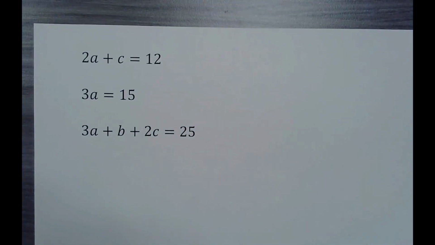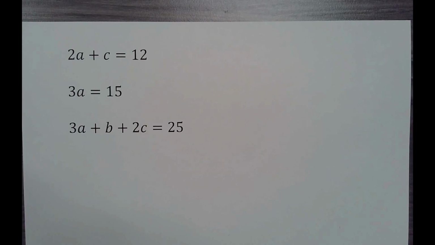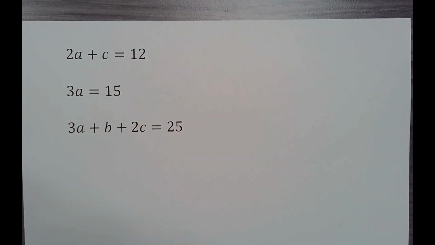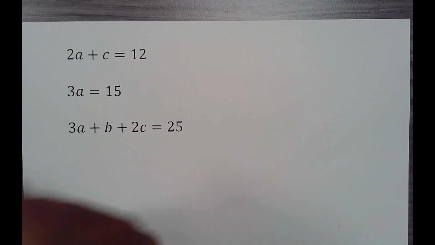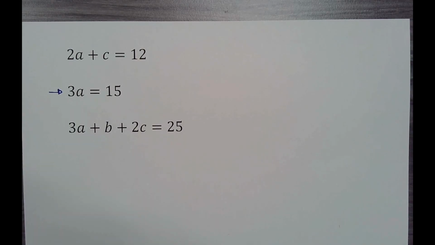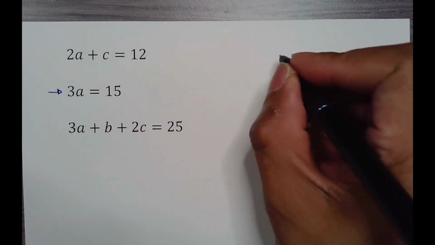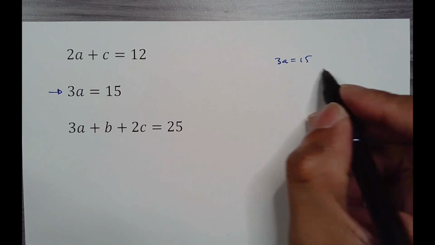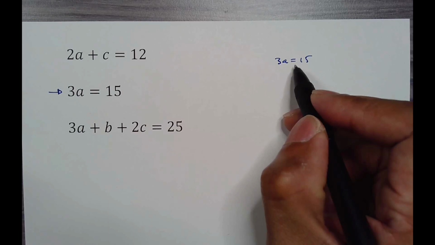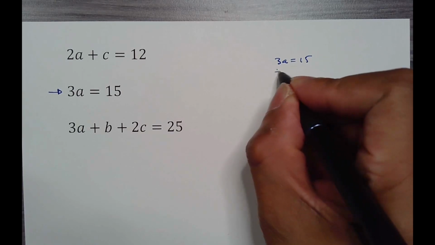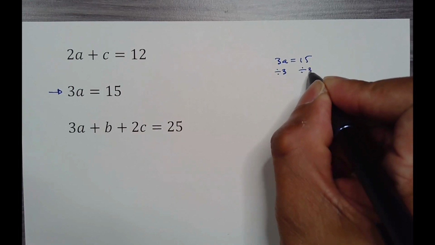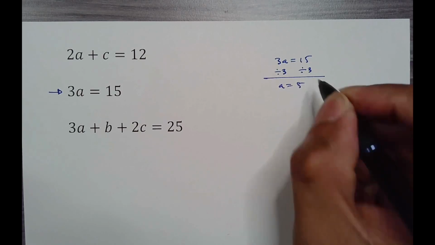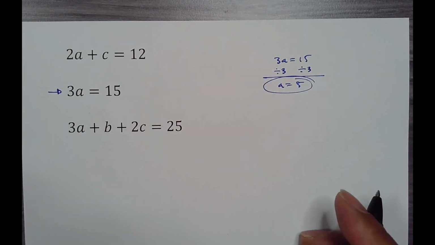So anyway, looking at this line here, 2a plus c is 12, 3a is 15, 3a plus b plus 2c is 25. Again, this looks intimidating, but if we know what we're looking for, which is a line that only has one piece of information, it's that one. So if you want to be responsible, I would put 3a equals 15, and then use what we just did. If 3 times a number is 15, then I want to divide by 3 on both sides, getting a is equal to 5. I now have an answer.